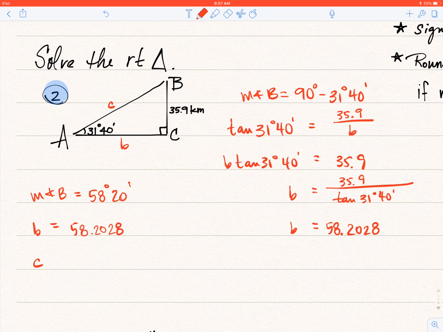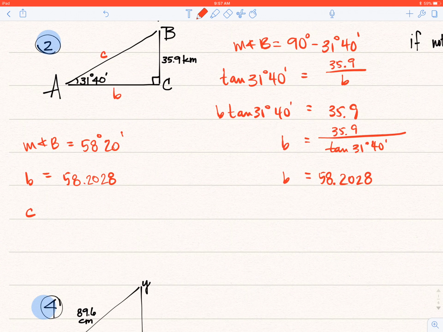So now I'm going to do the exact same thing to go find side C. Side C is my hypotenuse, and I'm going to use my opposite. So opposites and hypotenuses, that's going to be my sine. So setting up an equation then, sine of my angle A, which is 31 degrees 40 minutes, is going to equal opposite divided by hypotenuse. 35.9 divided by my hypotenuse C.